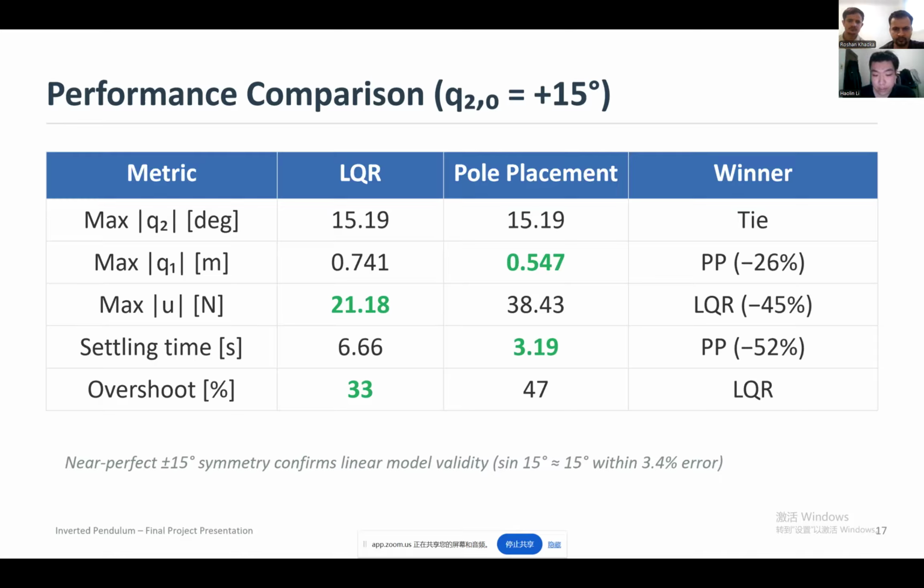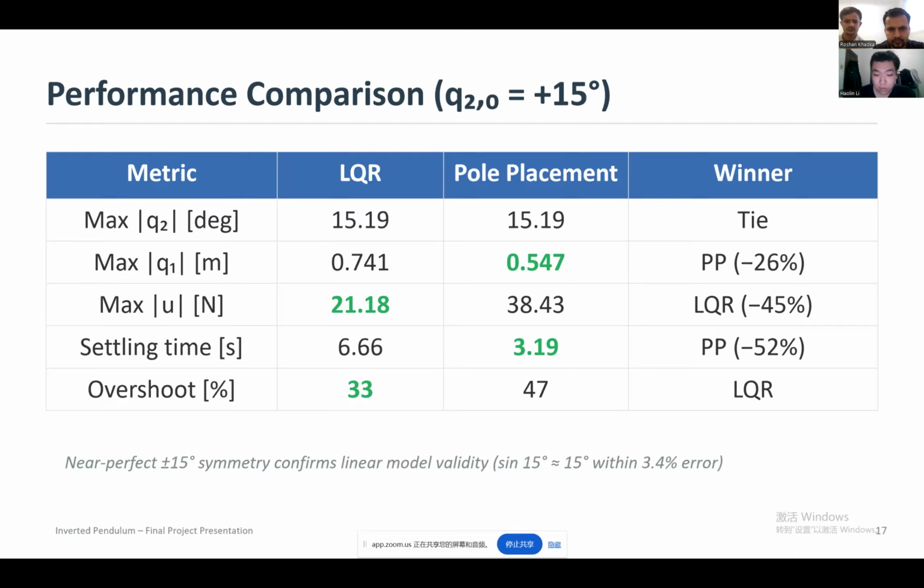Next is the cart displacement. Pole placement moves the cart only 0.547 meters. LQR moves the cart 0.741 meters. That means pole placement reduced the cart travel by 26%. Why? Because pole placement reacts faster, so the cart has less time to drift before the pendulum is stabilized.